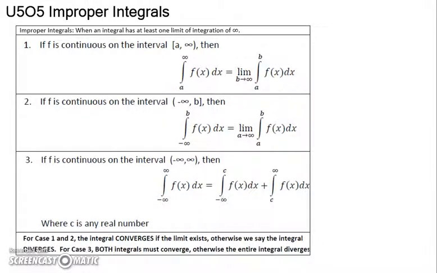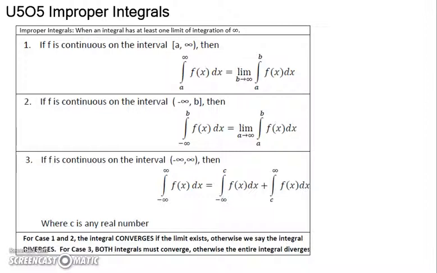Alright, in this video we are going to talk about Unit 5, Objective 5, improper integrals. An improper integral is an integral where at least one limit of integration is infinity. There are three different cases that we can be looking at.